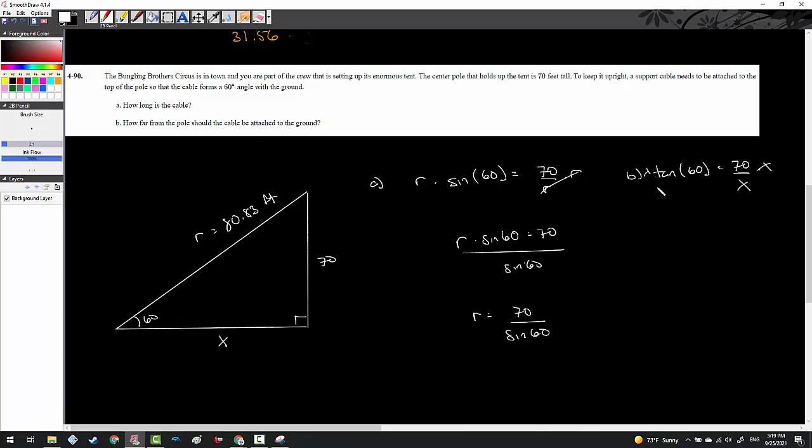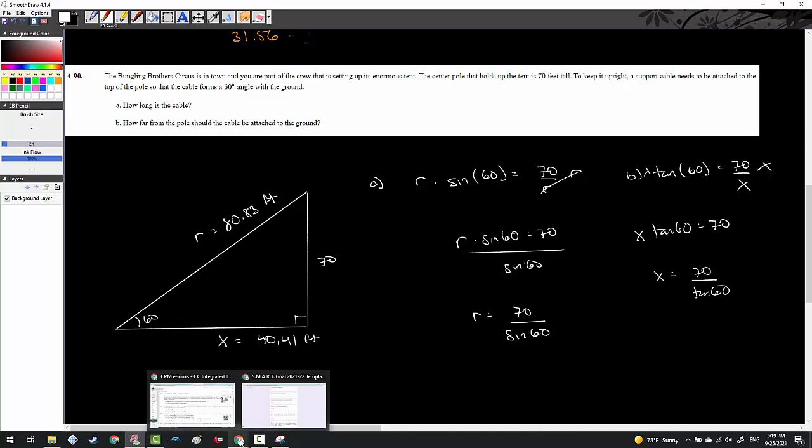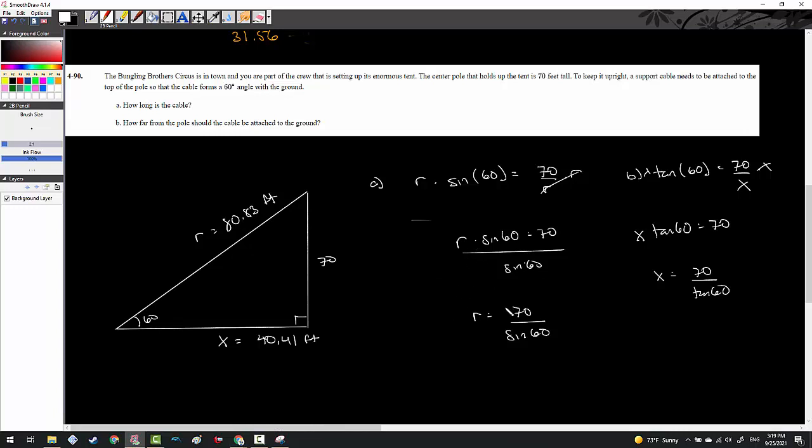So it seems like we're kind of back in old territory here. So x tan 60 equals 70. So x is equal to 70 over tan 60. And when we bust that into the calculator, we get 40.41 feet. So again, the biggest takeaway from this problem is make sure that we do not use a value that we already calculated. It could lead to a rounding error. It's just a place we don't want to be. So I'll be back with the next problem.